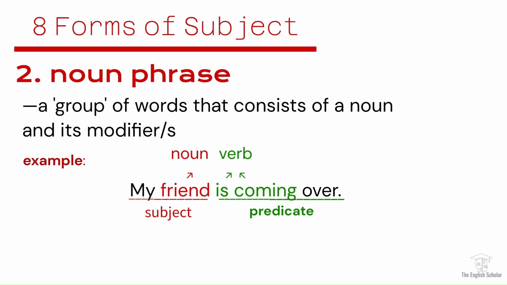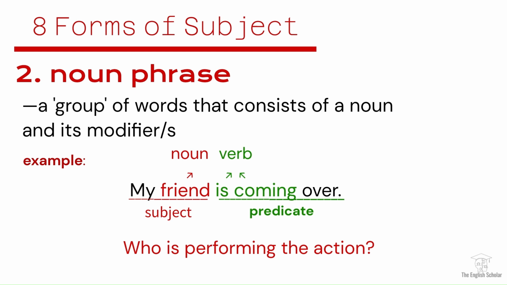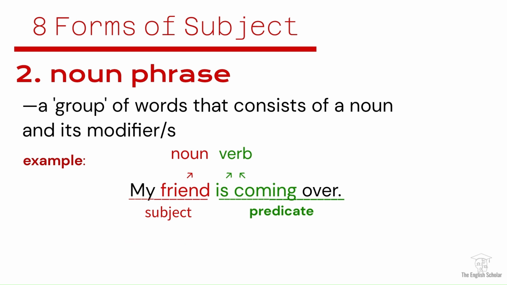My friend is coming over. In this example, my friend is a noun phrase and serves as the subject. It consists of the noun friend and the modifier my, which is a determiner.